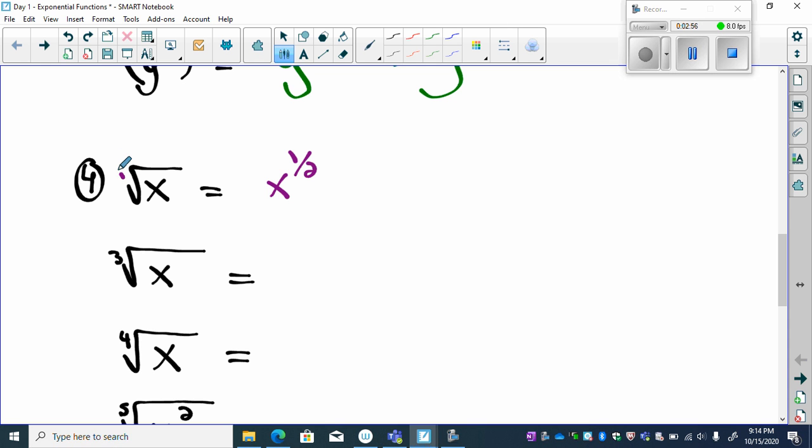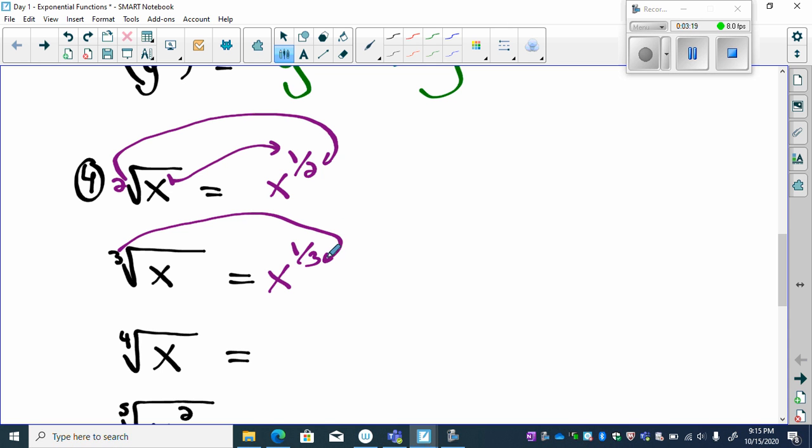So that 2 became the denominator. This exponent 1. Okay, so there's a 2 here and a 1 here. The cubed root, so that's x to the 1/3. Okay, you can see the denominator, or the index is 3, so that goes in the denominator. Index is 4. It's going to be 1 over 4.